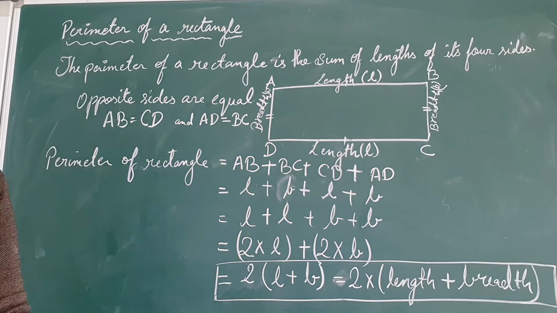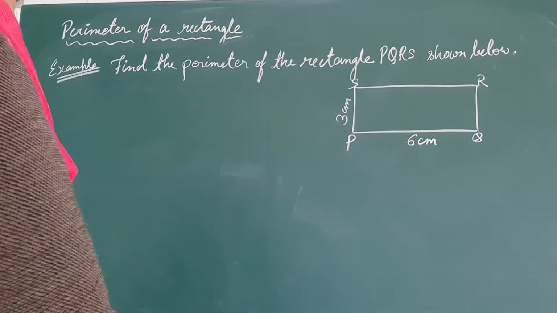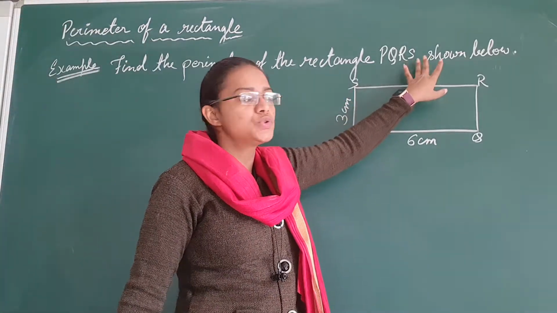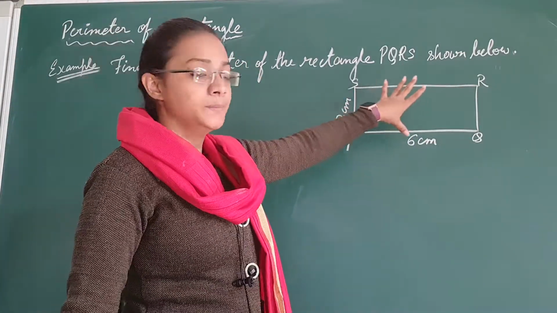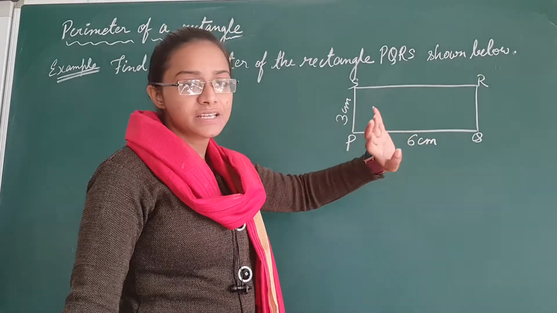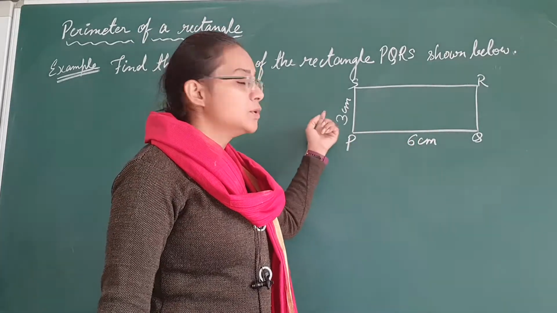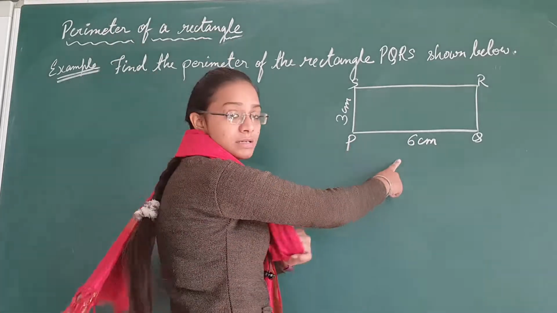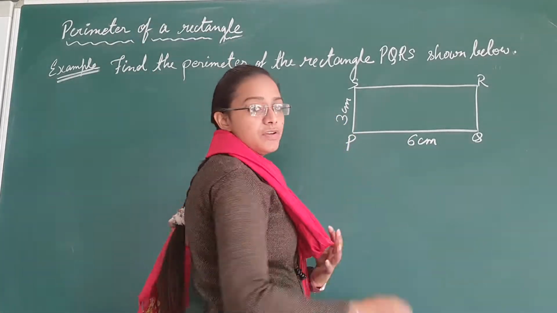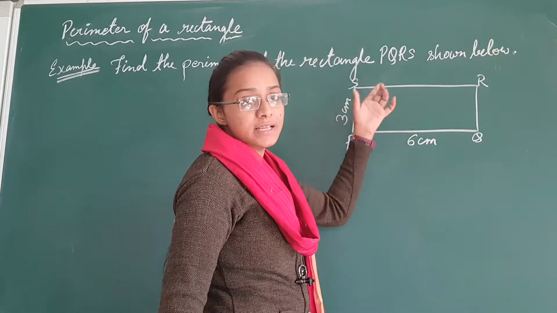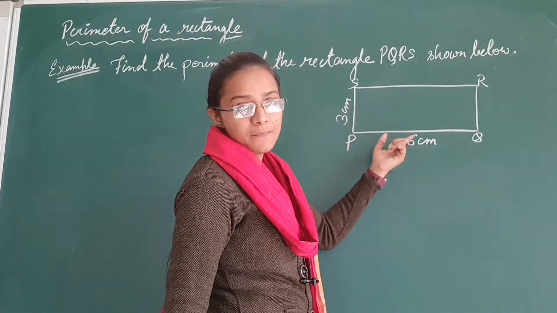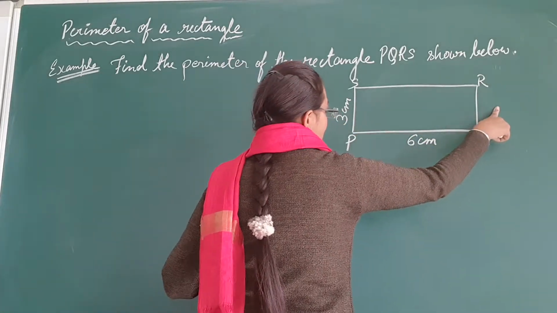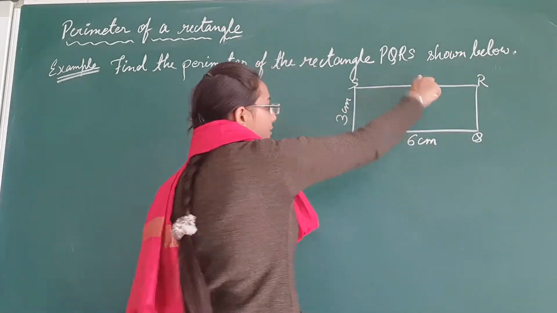Okay, students. Now look at this example. Find the perimeter of the rectangle PQRS shown below. You can see the rectangle is given and 2 sides have been mentioned, one is the length and another is the breadth. We also know that opposite sides in a rectangle are equal. That means 3 centimeter here, 3 centimeter here also, 6 centimeter, 6 centimeter.